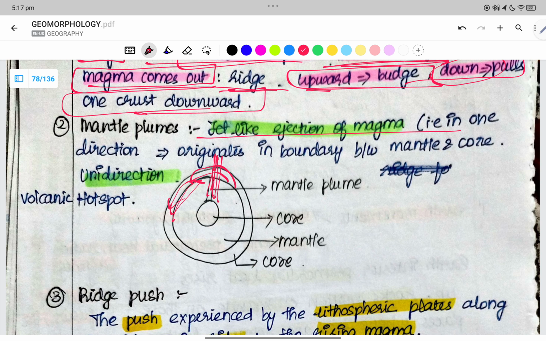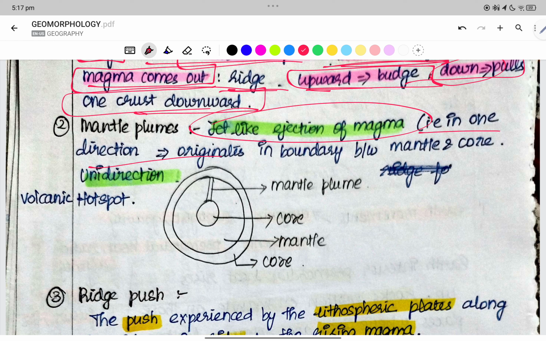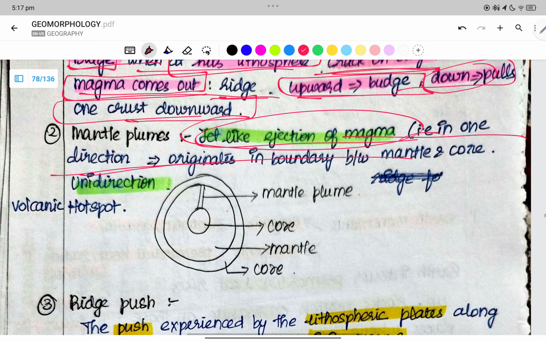Mantle plumes are nothing but jet-like ejections. It is in one direction only. So the jet-like ejection of the magma in one direction originates at the boundary between the mantle and the core. Now here it is at the boundary between the mantle and the core, right?